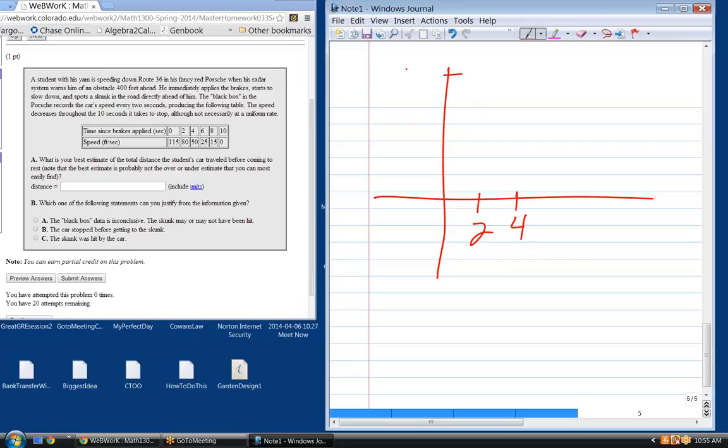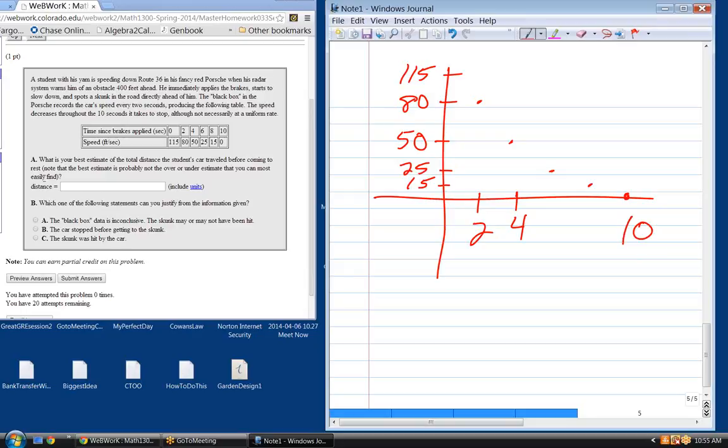The speed is dropping from 115 to, at 2 seconds, down to 80. So that point is on there. At 4 seconds, down to 50. That point is on there. 6 seconds, down to 25. All right, I got it. 8 seconds, down to 15. So we have this point, this point, and this point. So they just want us to make our own subdivisions for n this time?